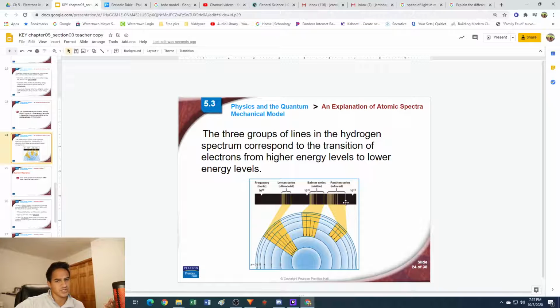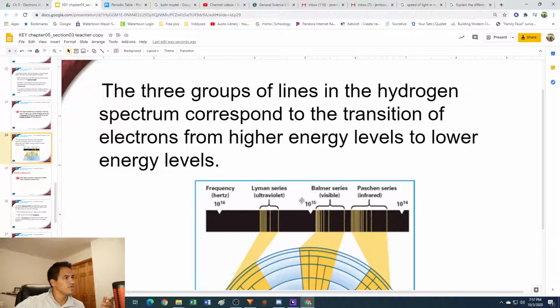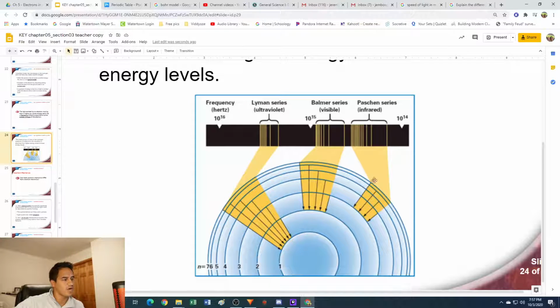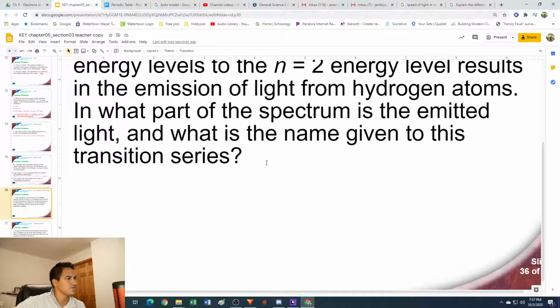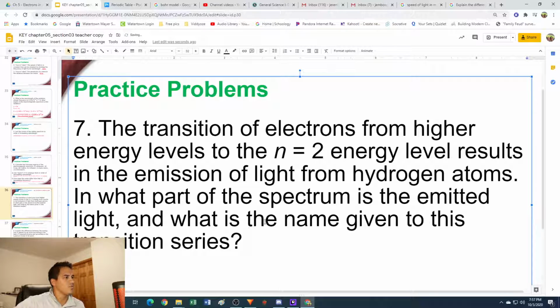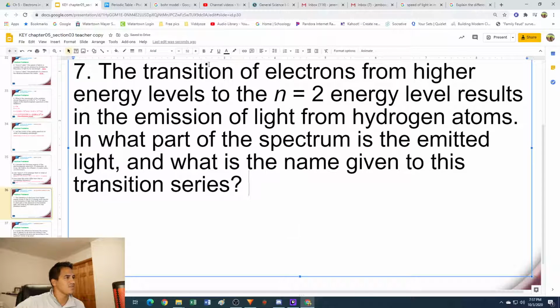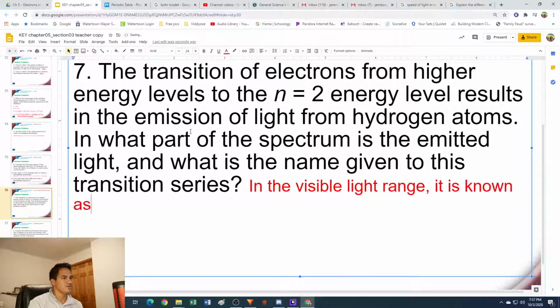And that's actually going to come from this picture right here. Okay, so we're going to zoom in on this. So this shows that when we have electrons from hydrogen and they go from high energy level and they drop to the second energy level here, okay, so the second circle, that's this section of the spectrum right here. So this is known as the Balmer series, and this is going to be in the visible light range. So that is the answer for this question. So in the visible light range, and it is known as the Balmer series.